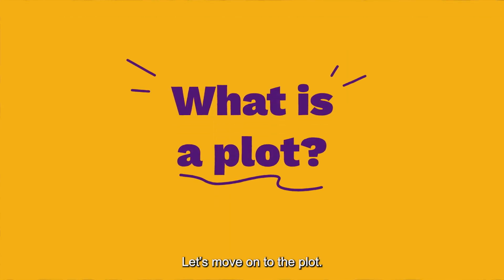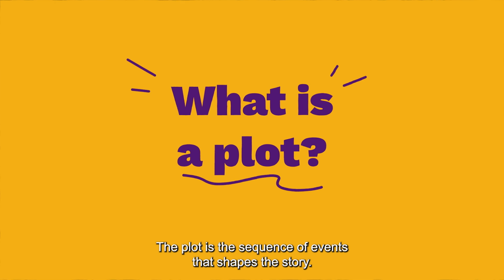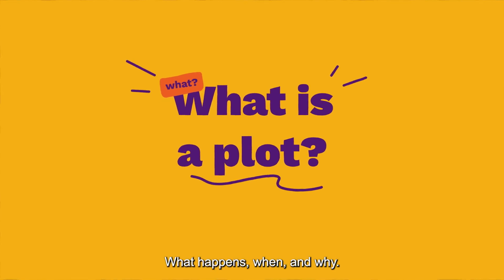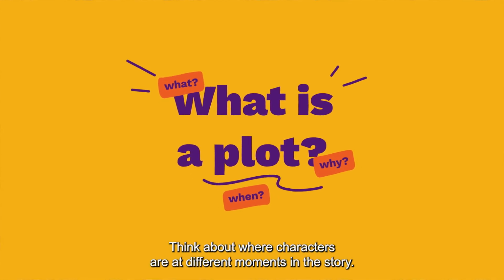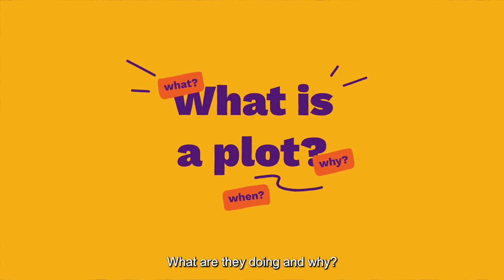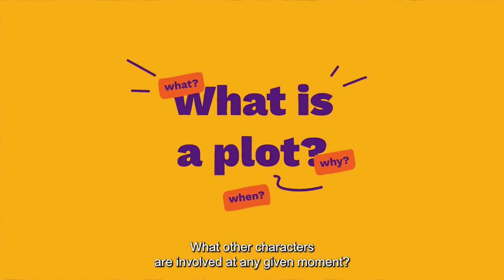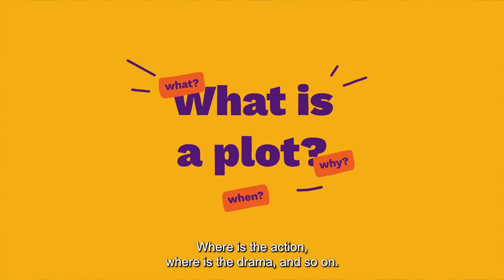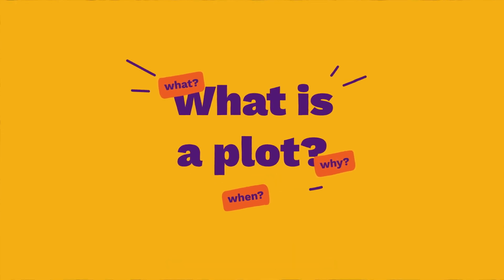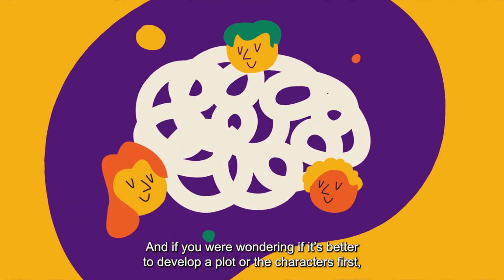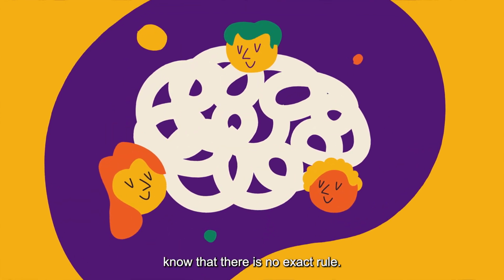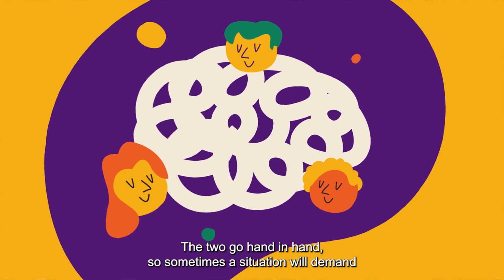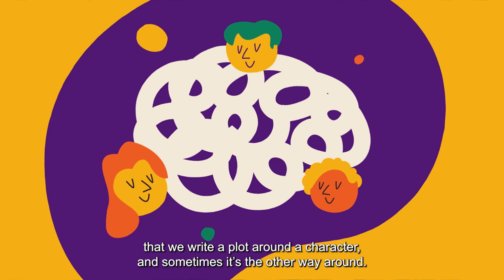Let's move on to the plot. The plot is the sequence of events that shapes the story. What happens, when, and why. Think about where characters are at different moments in the story. What are they doing, and why? What other characters are involved at any given moment? Where is the action? Where is the drama? And so on. And if you were wondering if it's better to develop a plot or the characters first, know that there is no exact rule. The two go hand in hand, so sometimes a situation will demand that we write a plot around a character, and sometimes it's the other way around.